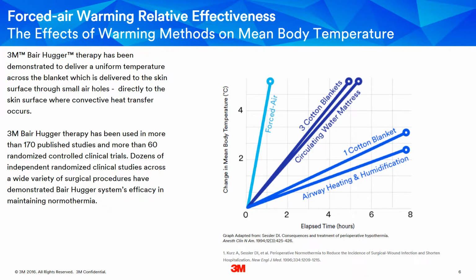3M Bair Hugger therapy has been demonstrated to deliver a uniform temperature across the blanket, which is delivered to the skin surface through small air holes directly to the skin surface where convective heat transfer occurs. 3M Bair Hugger therapy has been used in more than 170 published studies and more than 60 randomized controlled clinical trials. Dozens of independent randomized clinical studies across a wide variety of surgical procedures have demonstrated Bair Hugger's efficacy in maintaining normothermia.